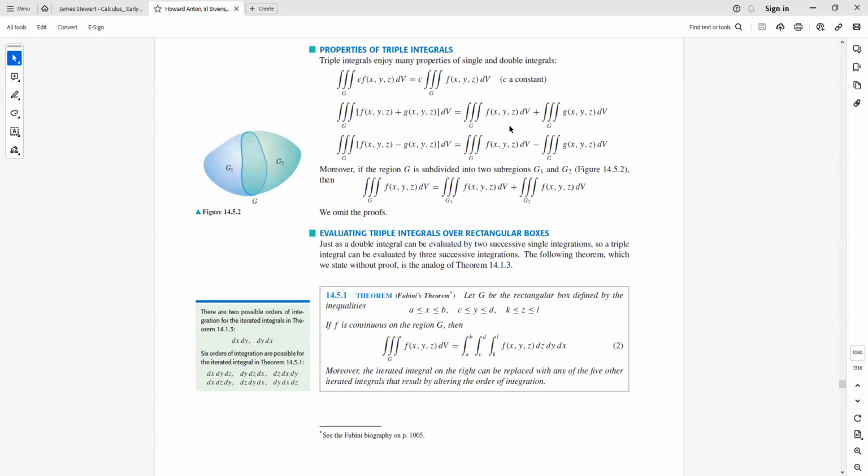Hi and welcome to a lesson of multivariable calculus. So in today's class, we are going to talk about triple integrals.